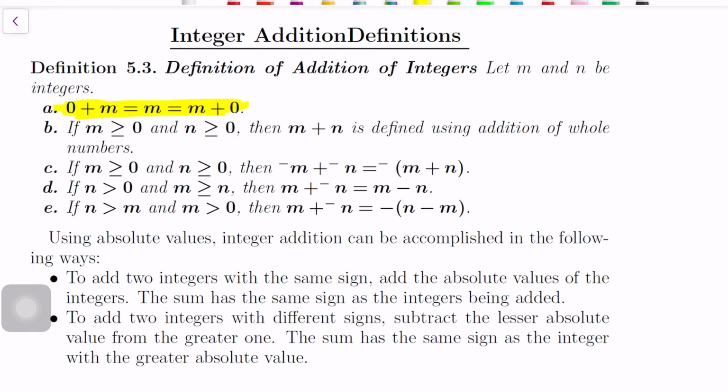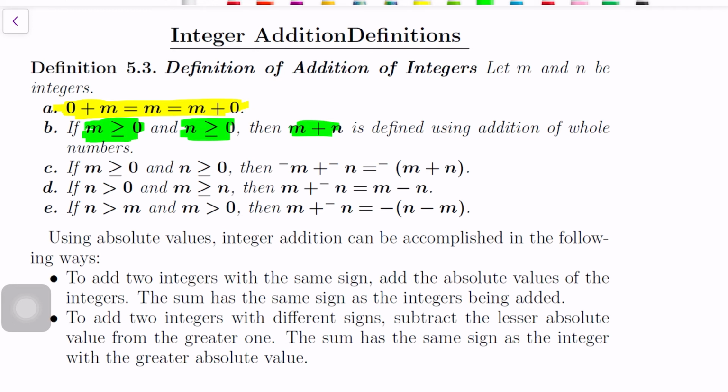stays the same, right? So m plus 0, which is the same as 0 plus m because addition is commutative, is m. But now, what if you're dealing with two numbers, both non-negative, so positive or 0? Notice that the inequality symbol opens towards the numbers m and n, which means both of them are to the right side of 0. So if the numbers are already non-negative, then m plus n is defined as adding whole numbers the way we learned in the previous chapters, right?